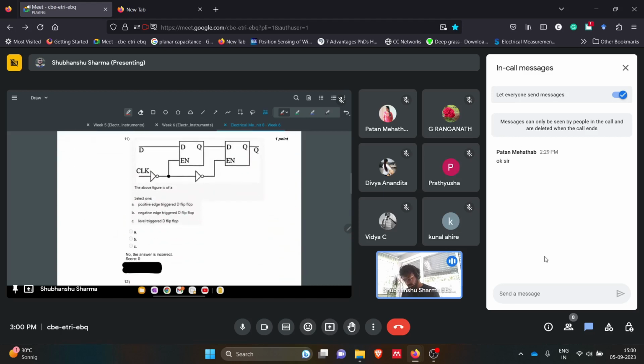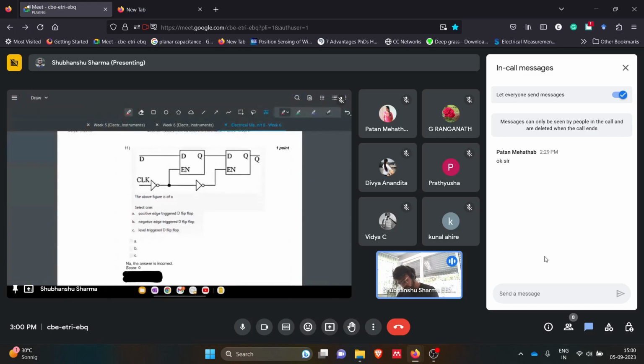Then we have another flip-flop question. In this case we are talking about a D flip-flop. They are saying the above figure is of a positive edge, negative edge, or level trigger D flip-flop.